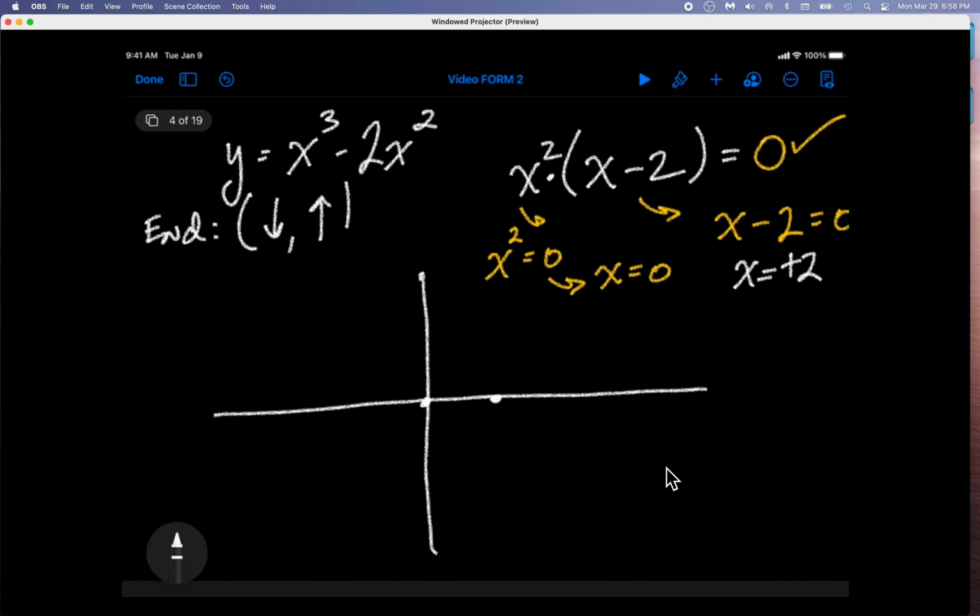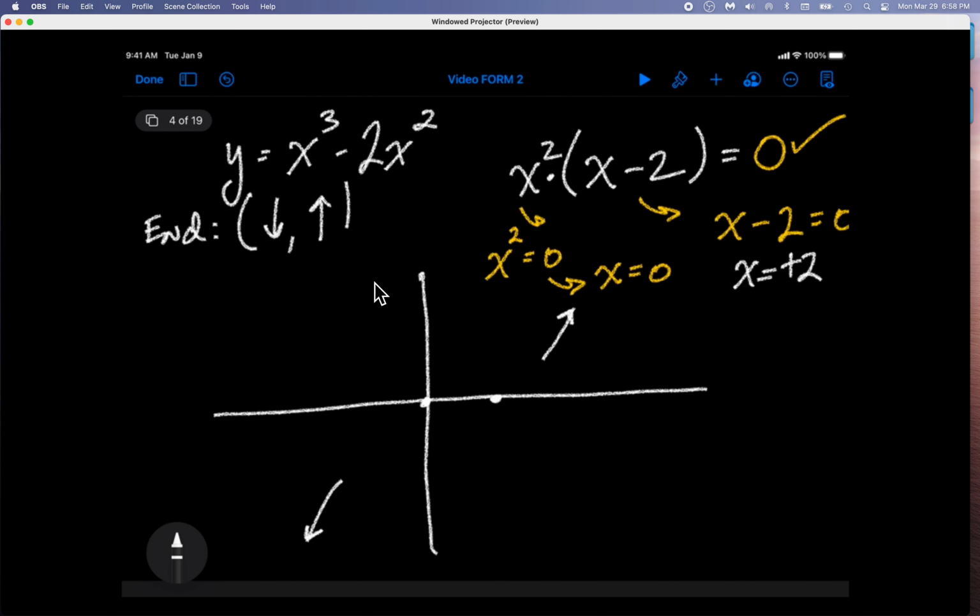Now, what's going to happen in the interim? So what do we know? We know that on the left, this behavior is going to be down. So we know the graph is going to start like this. And we know on the right, the graph is going to be up. So we know when the graph finishes, it's going to look like that. All right, so let me put arrows on each of those. That's what our end behavior helps us with.